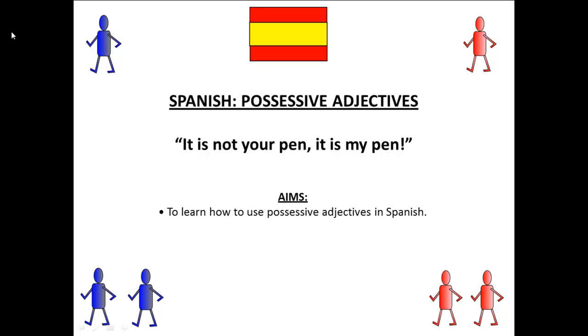In today's lesson, we're going to look at Spanish possessive adjectives. Here's an example of a phrase in English with a possessive adjective in it. It is not your pen, it is my pen. Our aims are to learn how to use possessive adjectives in Spanish.